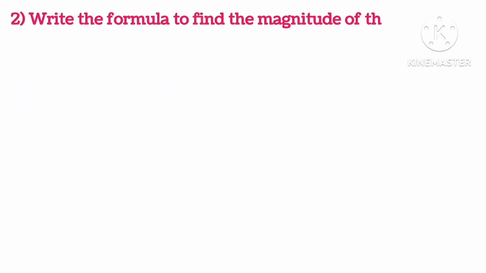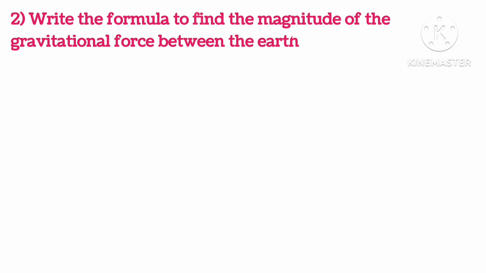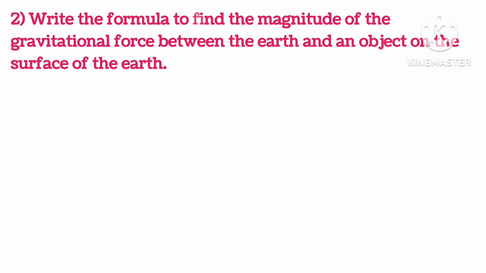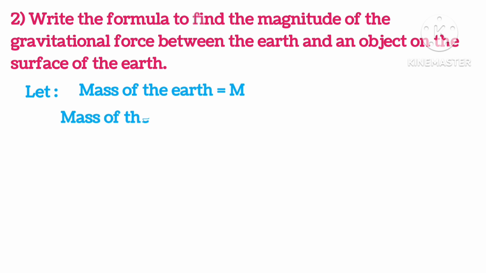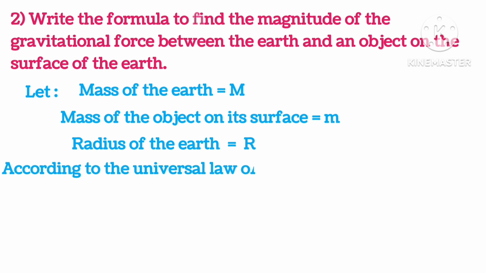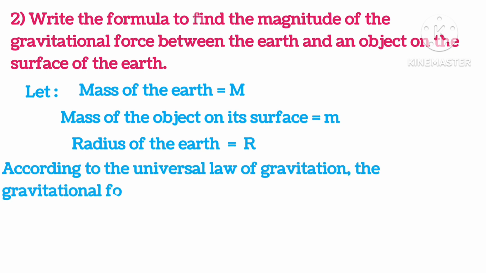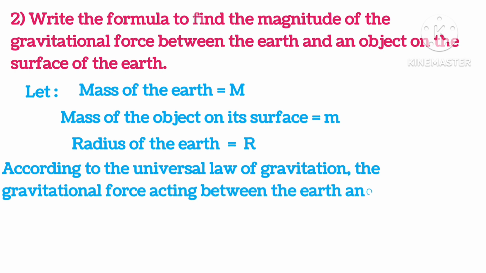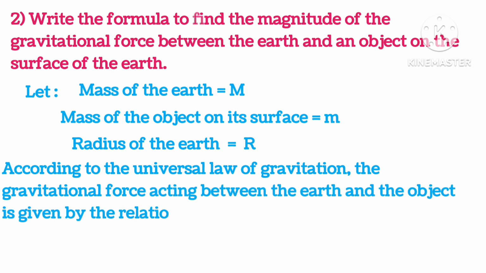Write the formula to find the magnitude of the gravitational force between the earth and an object on the surface of the earth. So let M be the mass of the earth, mass of the object on its surface is small m, radius of the earth is R. According to the universal law of gravitation, the gravitational force acting between the earth and the object is given by the relation F = G M m / R².